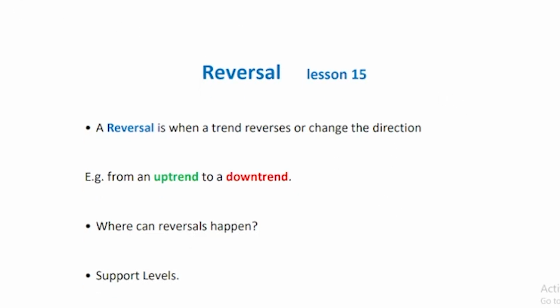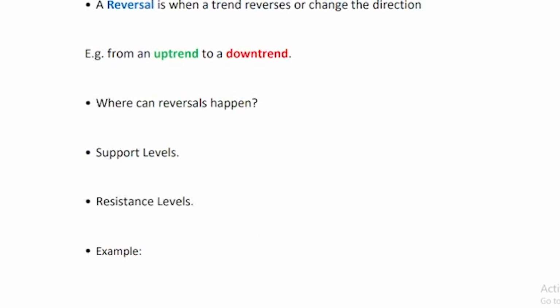Let's use examples here. From the uptrend to the downtrend means that you are moving up and then you reverse to the downtrend, where you reverse from support levels and resistance. That's where we reverse from. Remember, the support and resistance, we explained it in our lesson 12. So you can go back and watch it.